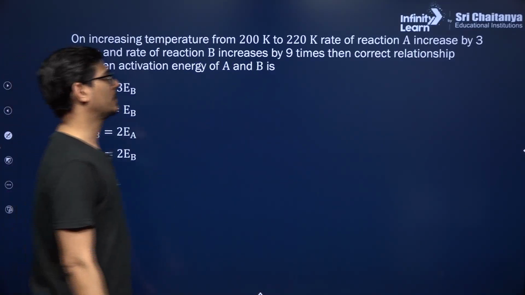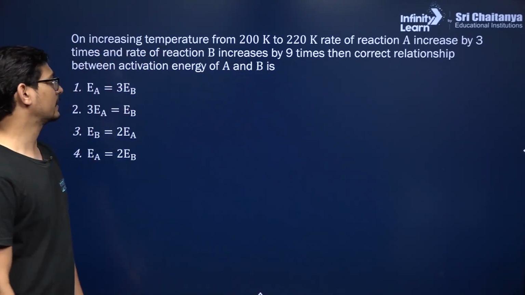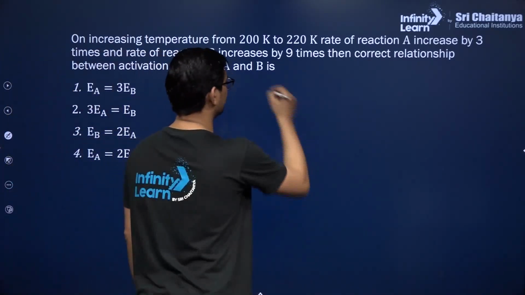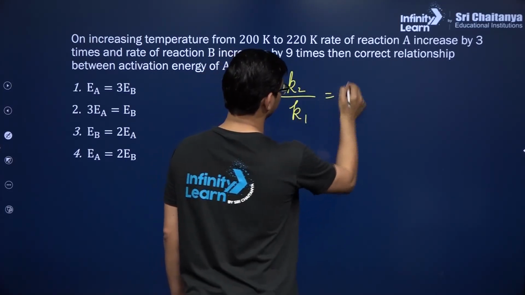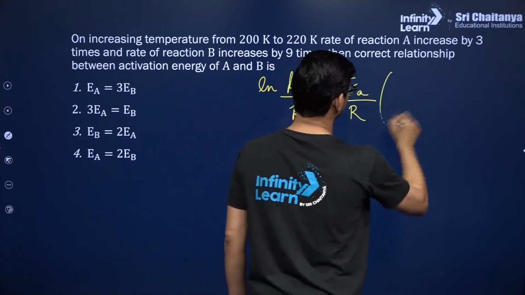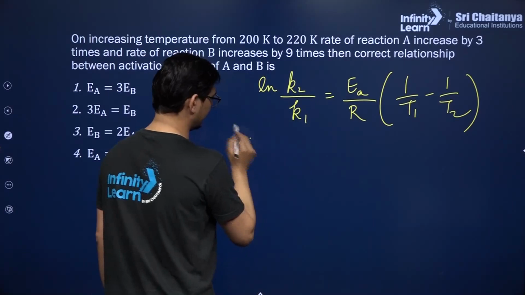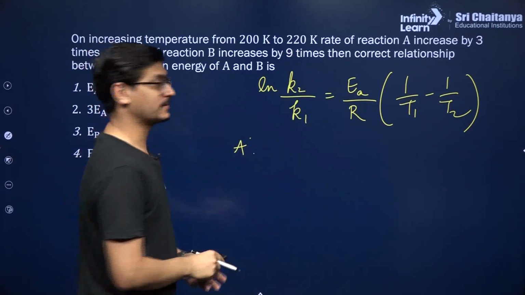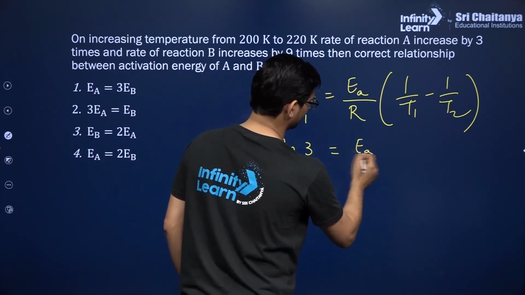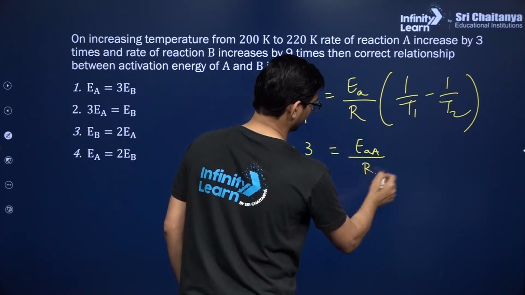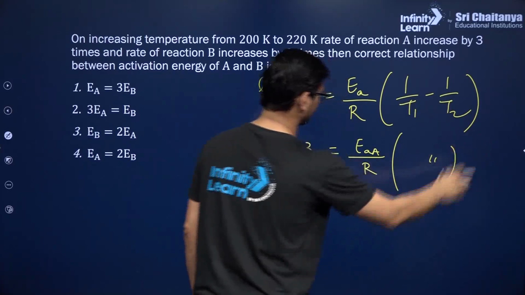On increasing temperature from 200 to 220, the rate of reaction becomes 3 times and that of another reaction becomes 9 times. So what is the correct relationship between their activation energies? We know that ln K2 by K1 is activation energy divided by R times 1 upon T1 minus 1 upon T2. Now for the reaction A, the rate of reaction is becoming 3 times. That means K2 by K1 is 3. So ln 3 is activation energy of A by R times 1 upon T1 minus 1 upon T2. I'll leave it like that, because it is going to cancel out.